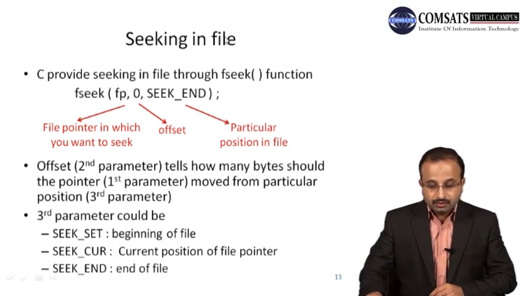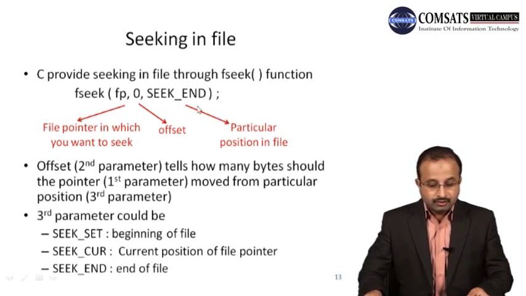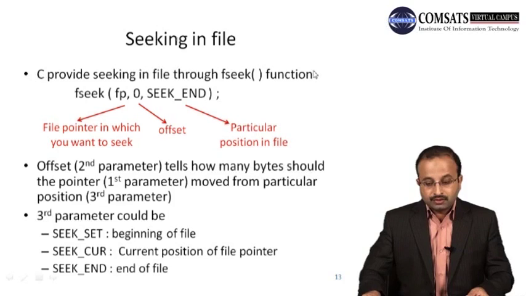ठीक है, so if this is the end of the file, so अगर कहा जाए if the file contains C provides seeking in file through fseek function, so these are the content of the file and you call the function fseek fp 0 seek end. So then the file pointer points to this position. You see the mouse cursor? So we are assuming that the file contains only this one line only, right? It ends at function. So when you execute this function fseek fp 0 seek end, then fp points over here.